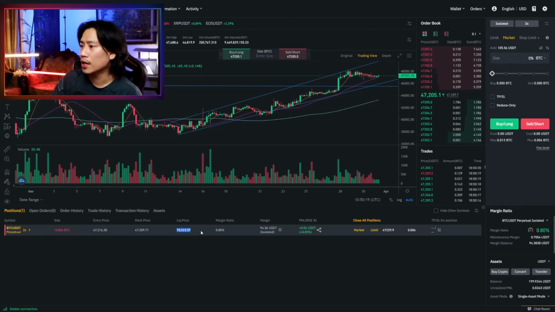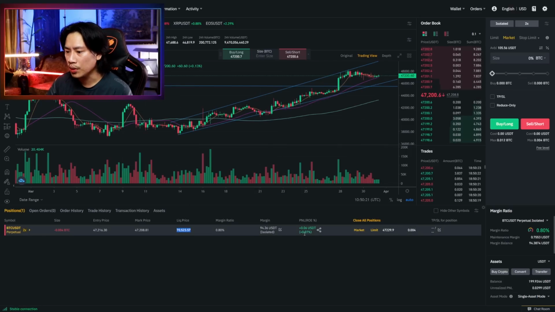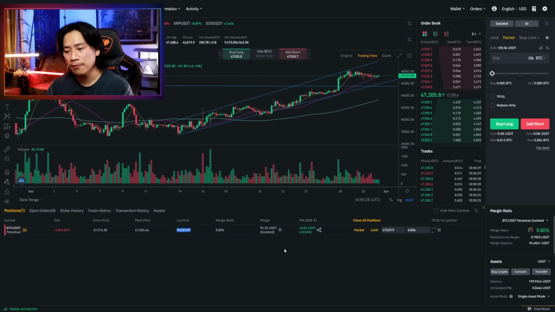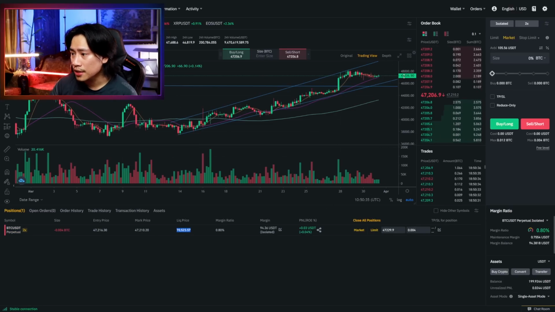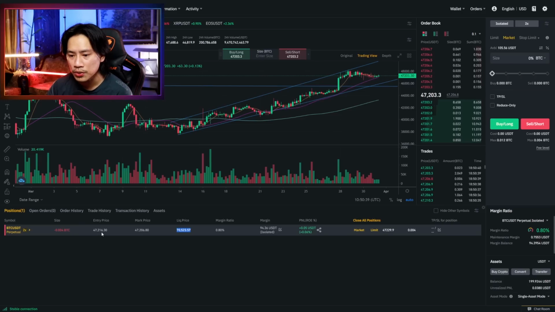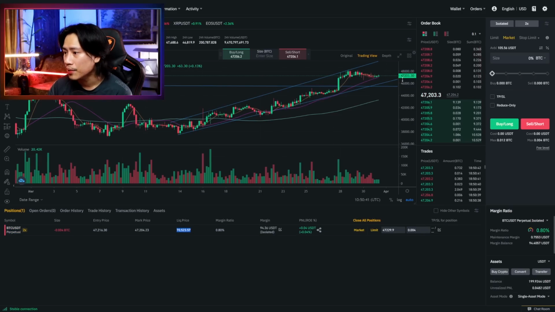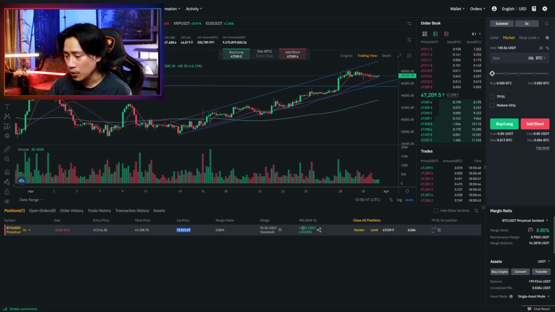Okay, so how much did we use? 94.36. So once it reaches this one, we lose the 94.36. Now the PNL is telling us it's green because it went down a little bit. You could see 47,216.30 is the entry price, and now it's 47,206.30 or something. So right now we are in a positive position.